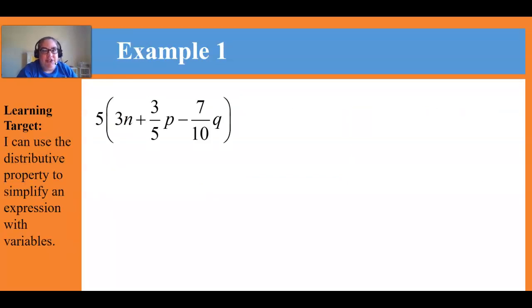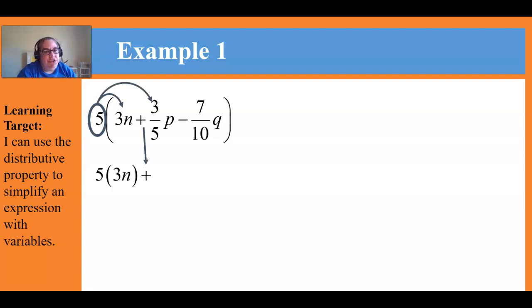Let's take a look at this first example. We are going to use the distributive property across all three terms. So I am going to distribute the 5 first to the 3n. Then, since this symbol is a plus sign in between the two terms, I'm just going to copy that plus sign there.